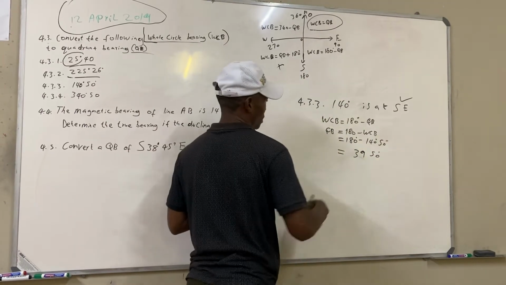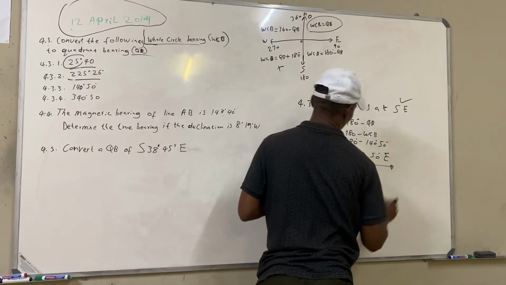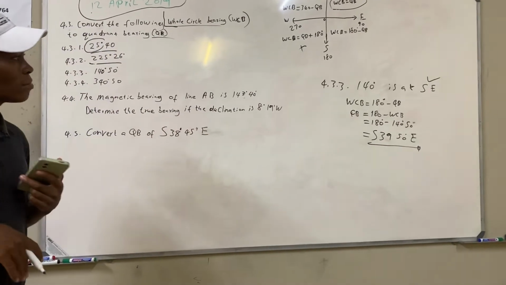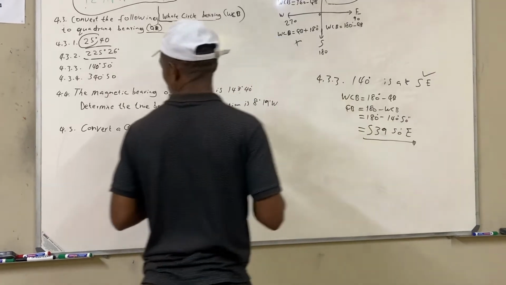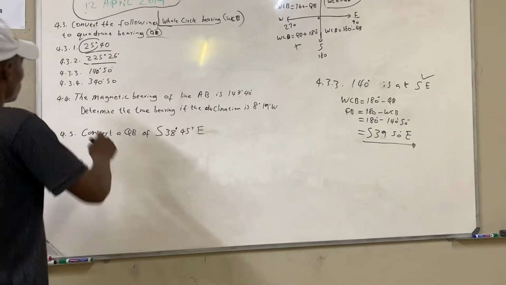Then we show the direction, which is southeast. You underline the answer because you are showing the examiner respect. If you don't underline, you are committing suicide. Let's go to the next one.